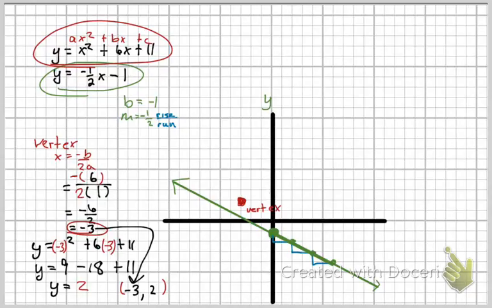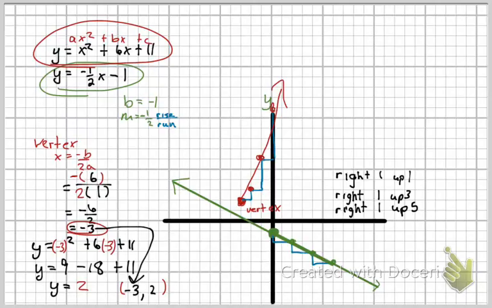And just like the last problem, we said, hey, with a quadratic, we can go right 1, up 1, and then right 1, up 3, and then right 1, up 5, if we have room. So right 1, up 1, put a point. I'm going to go right 1, up 3, put another point. Right 1, up 5, put another point. And then I would reflect it going back the other way.